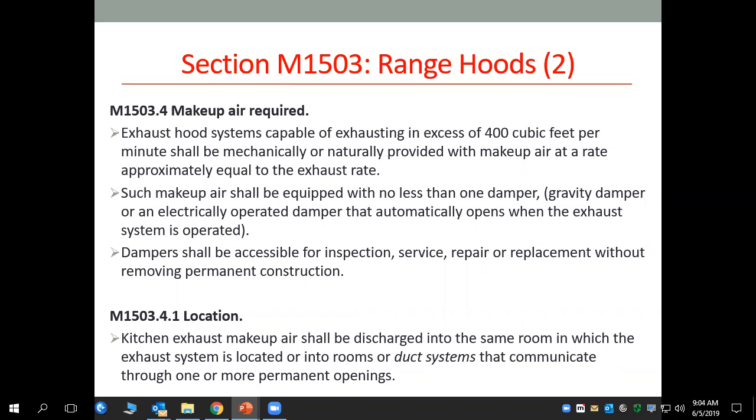1503.4.1 location was added in the last code cycle, which says it has to discharge in the same room in which the exhaust system is located, or in a room or ducted system that communicates through one or more permanent openings. In other words, you can't have a door that closes. If you've got a cased opening and you put it in a hallway right outside the kitchen, that does qualify as the approved location. But another part of the house with a door that closes, that is not approved.